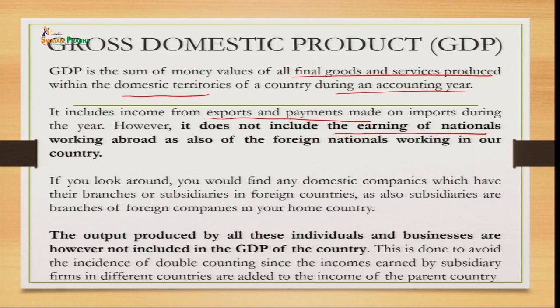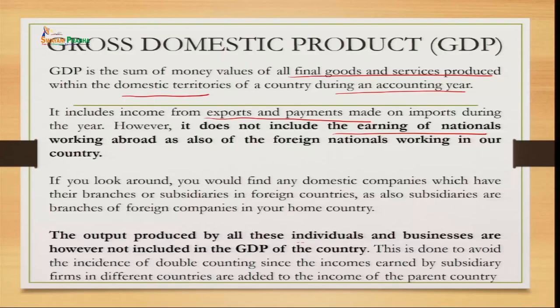So GDP is basically the final value of all those goods and services which are being produced within the domestic territory of an economy during an accounting year. That is GDP, and it also includes the data of import and export made in the economy, right? So, the output produced by all these individuals and businesses working outside India is not included in the GDP; that actually constitutes the part of GNP.